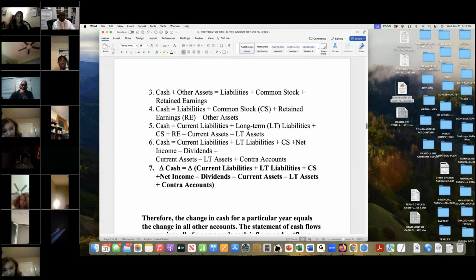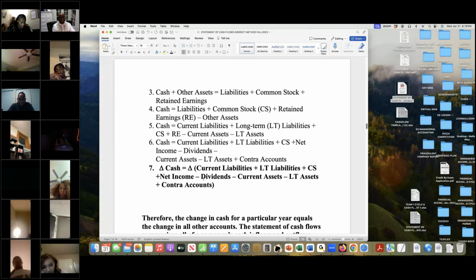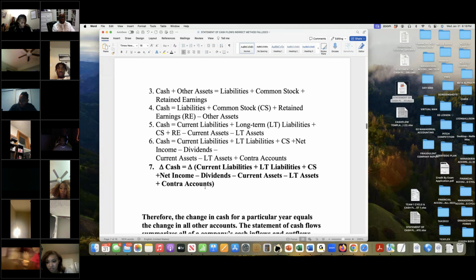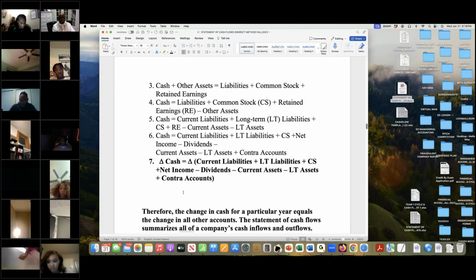And then we add in the contra accounts. But overall, what we've done is said, and we can put the deltas here, the change in cash has to be explained in terms of the changes in every other account. So cash is the key account. How did cash change in terms of current liabilities, long-term liabilities, common stock, net income, dividends, current assets, long-term assets, and the contra account? And so every year you have to look at how the cash changed for the company.